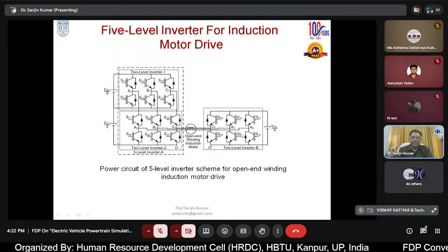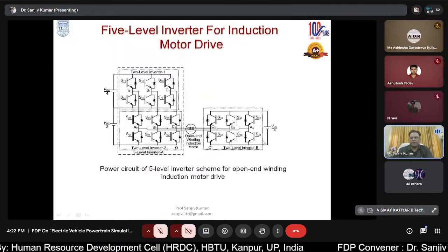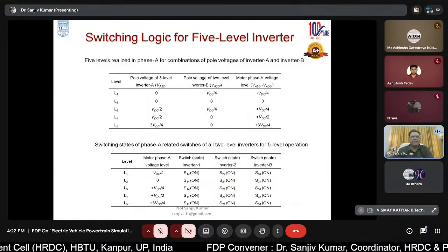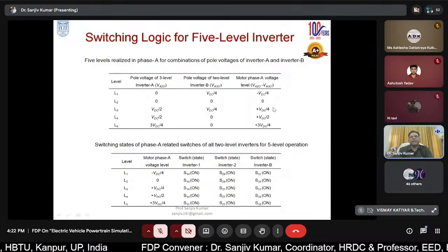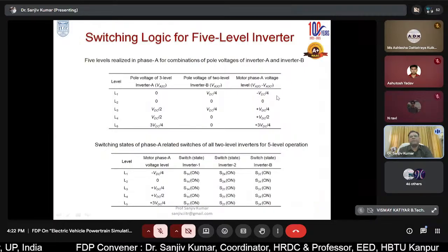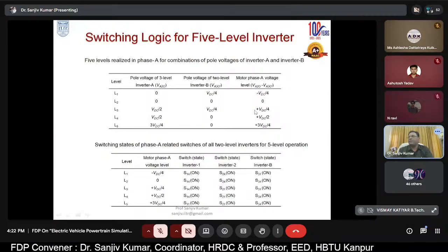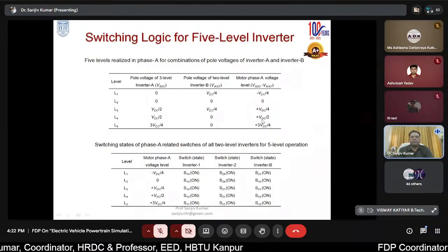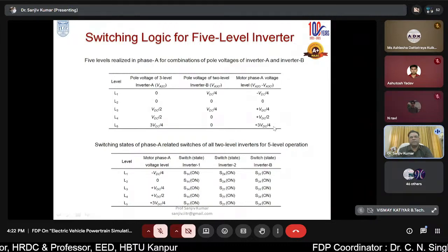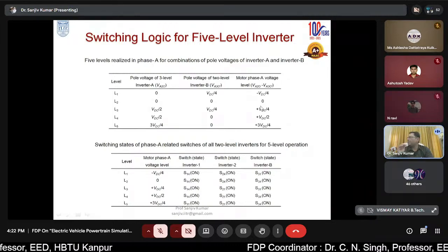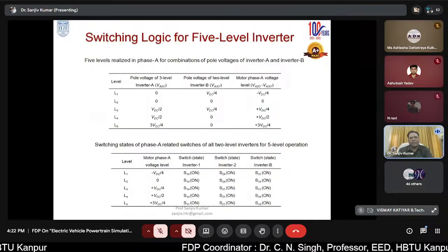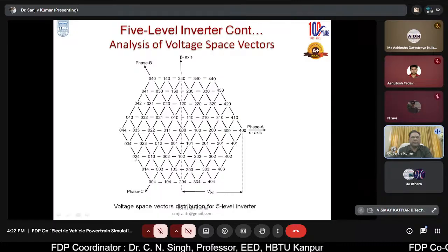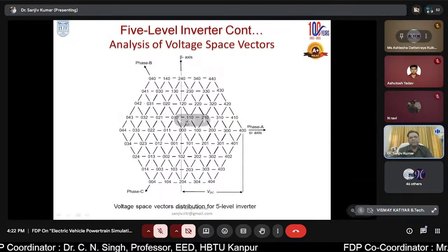Likewise, the right hand side voltage could be 0 or VDC by 4. This is the switching table which I have already explained in my previous slide. So the levels which we can have are minus VDC by 4, 0, plus VDC by 4, and plus VDC by 2, which is 2 VDC by 4, and 3 VDC by 4. So there is a step of VDC by 4 in every level, right? And this is the space vector diagram of the various switching states, right?